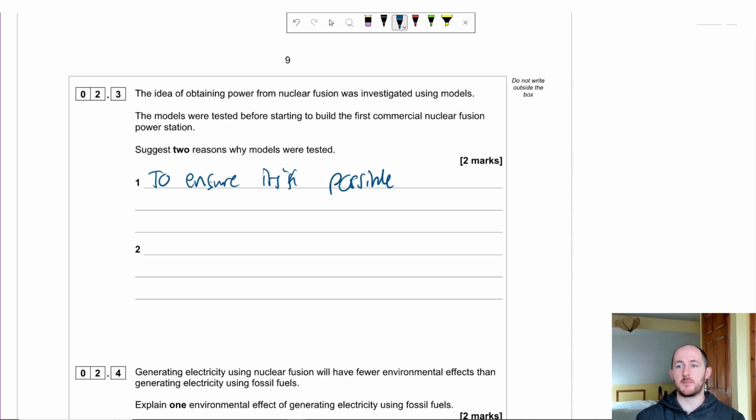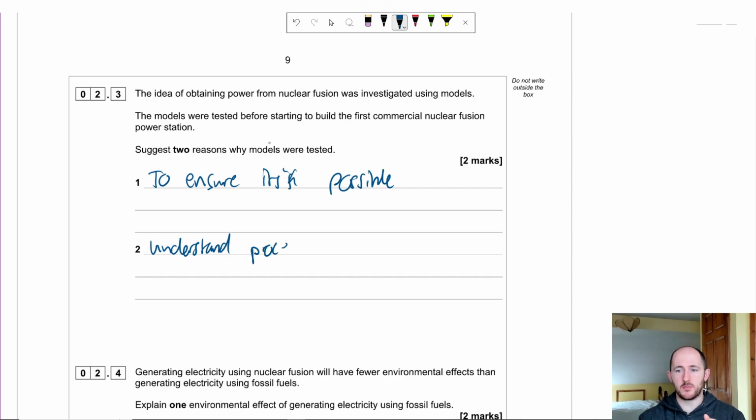When we talk about these commercial nuclear fusion power plants, they cost tens of billions of pounds, which, you don't want to build that and then realise it's not possible and then you've wasted all that money. So they need to make sure it's possible first. The other reason is to understand the process better.